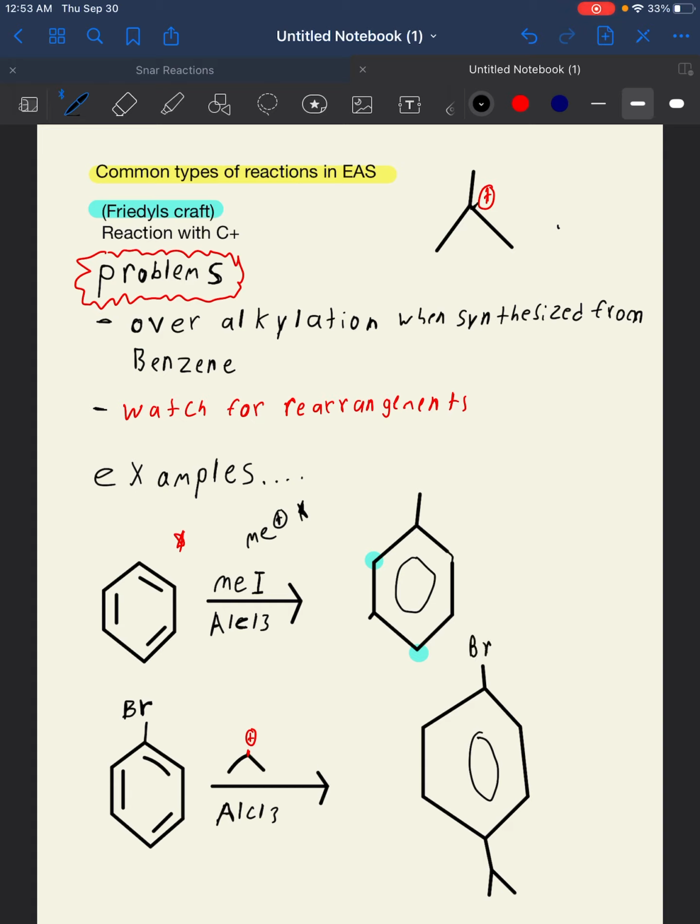And once again, Br is one of those weird halogens that actually prefers para. So that's once again what you'd get. Because since it does prefer para, it would add the carbocation on at the para position.